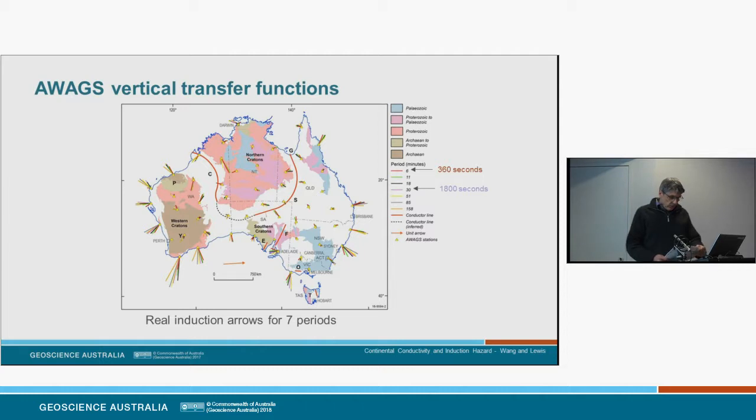So the AWAGS data were analysed to calculate vertical transfer functions and plot the induction arrows, and we did 7 periods of data for the transfer functions. And that ranged from between 6 minutes and almost 3 hours. And I've just highlighted on the side there the 6-minute one and a 30-minute period, because we're looking at that data a little bit later on in the presentation.